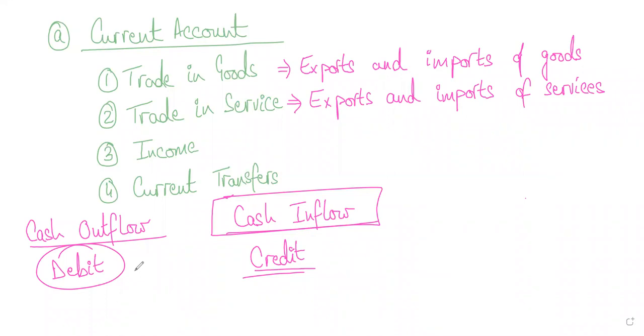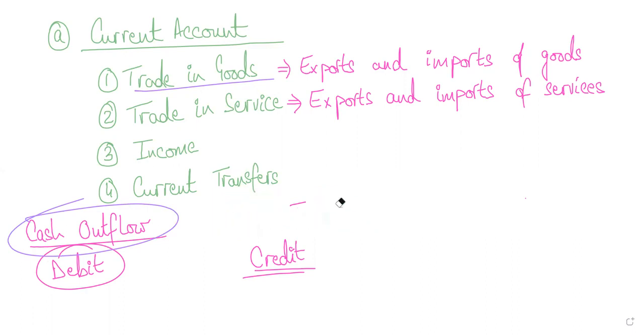And similarly, when we import something, let's say we are importing machinery from USA, we will record that as a debit entry in trading goods. The good is coming in, but the cash is going out. So whenever we import, there is cash outflow, that's why we record it as a debit entry. Students, is this simple? Is this clear? Any confusion so far? We good on this?